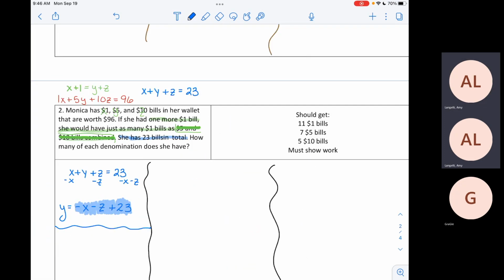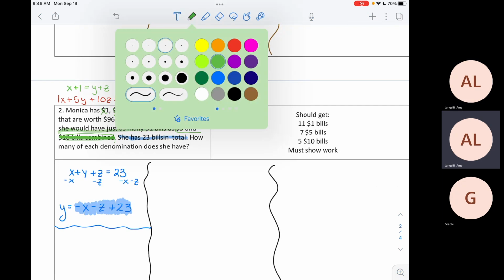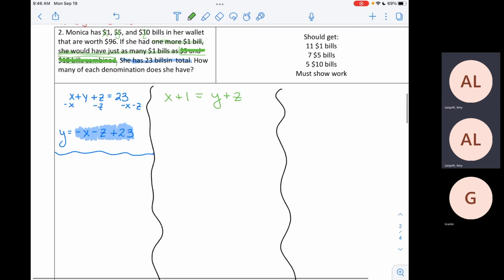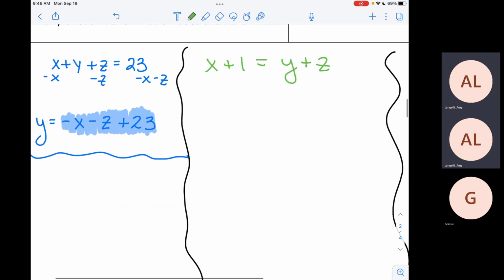Do you guys want to do green or red now? Green. Okay, so it's X plus 1 equals Y plus Z. Can you guys tell me, what do we need to do? What do we have to do with the first column? Something very important.